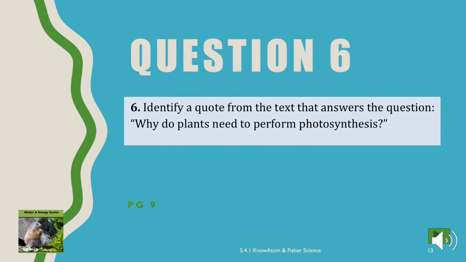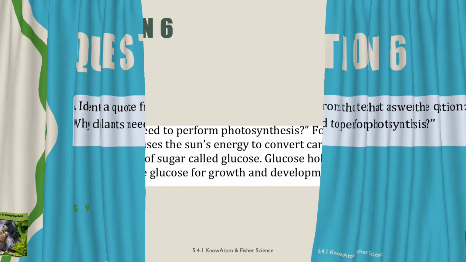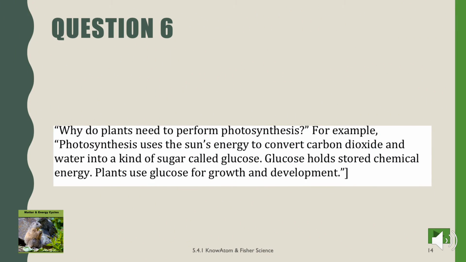And our last question, question number 6, identify a quote from the text that answers the question, why do plants need to perform photosynthesis? There could be a couple of different ways that you could find the answer to this, but the teacher guide gives us an example of photosynthesis uses the sun's energy to convert carbon dioxide and water into a kind of sugar called glucose. Glucose holds stored chemical energy. Plants use glucose for growth and development.